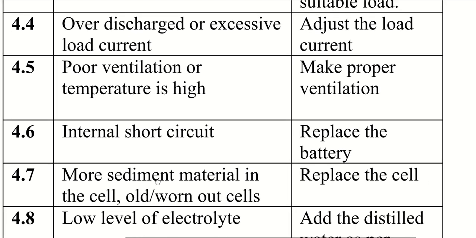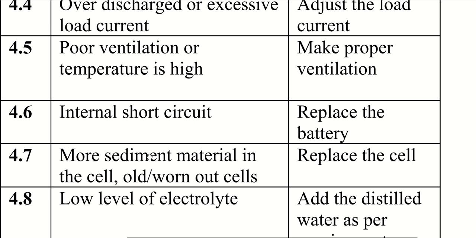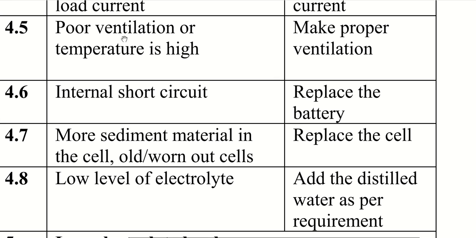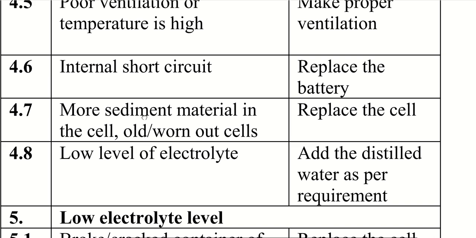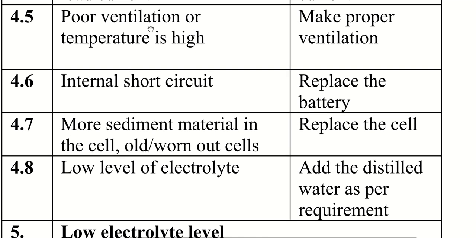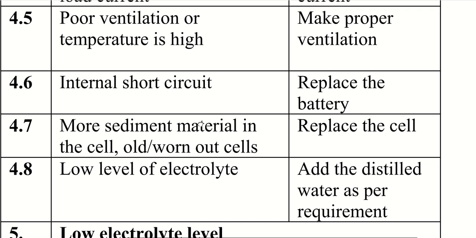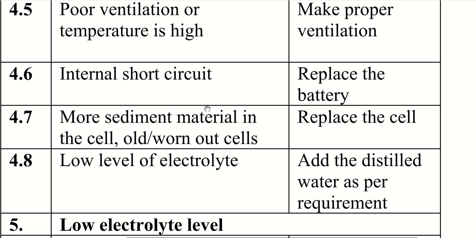Over discharge sometimes creates a problem, and the life of the battery is adversely affected. Poor ventilation or high temperature: make proper ventilation, and this could be one of the reasons. When we are keeping the battery, we are not giving room for proper ventilation, which is very important from the point of view of maintaining the temperature of the battery. Otherwise, the temperature will keep on shooting up.